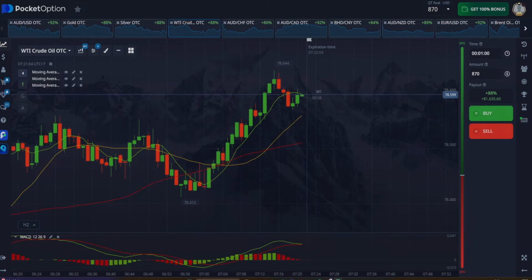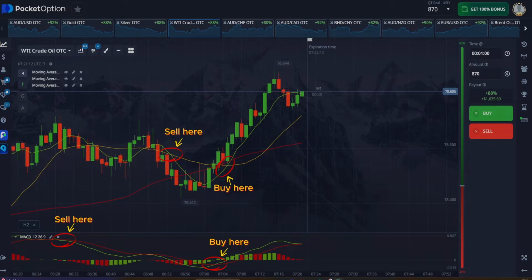Key application of this strategy is very straightforward. We simply make use of moving average crossovers together with the MACD confirmation as the triggers for our entries. When the moving averages form a bullish crossover, it reflects buying pressure and upward momentum. That's our signal to take a buy. When they form a bearish crossover, it shows weakness and downward momentum. That's our signal to take a sell.